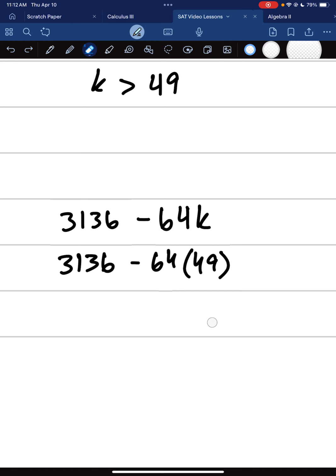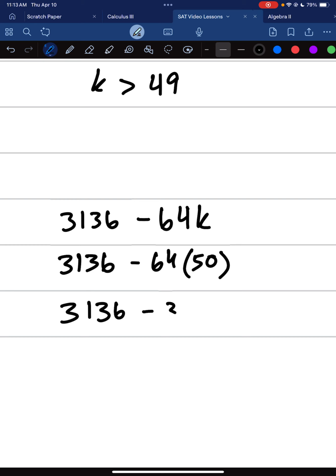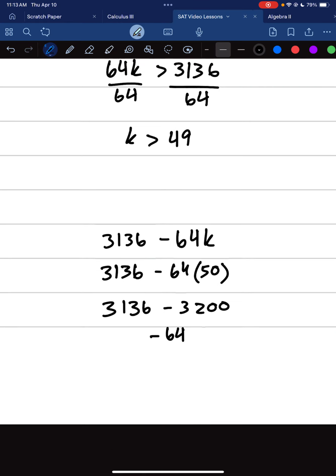So let's say I plugged in k equals 50 instead. Let's see, 64 times 50 is going to be 3200. So I end up with 3136 minus 3200. And I know that this is going to be a negative number since my second number is greater than the first number. So if I do 3136 minus 3200, I end up with negative 64, right? So we can see that as soon as k is greater than 49, our discriminant becomes negative. And that's what we want, right?